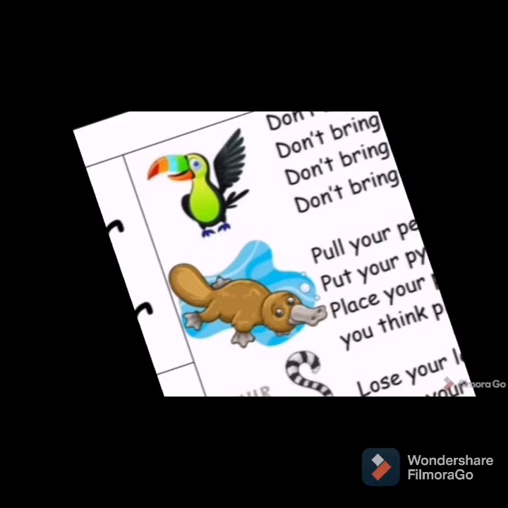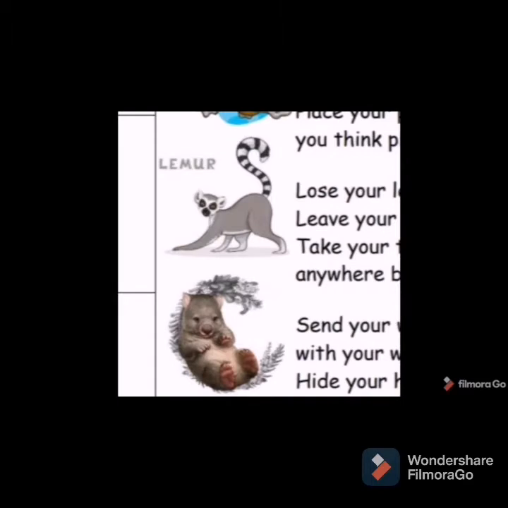And just in case you don't know all those animals, I've given you pictures of a toucan, a platypus, and the next picture is of a lemur, and that's a wombat. And then we've got a wolverine and a gorilla.